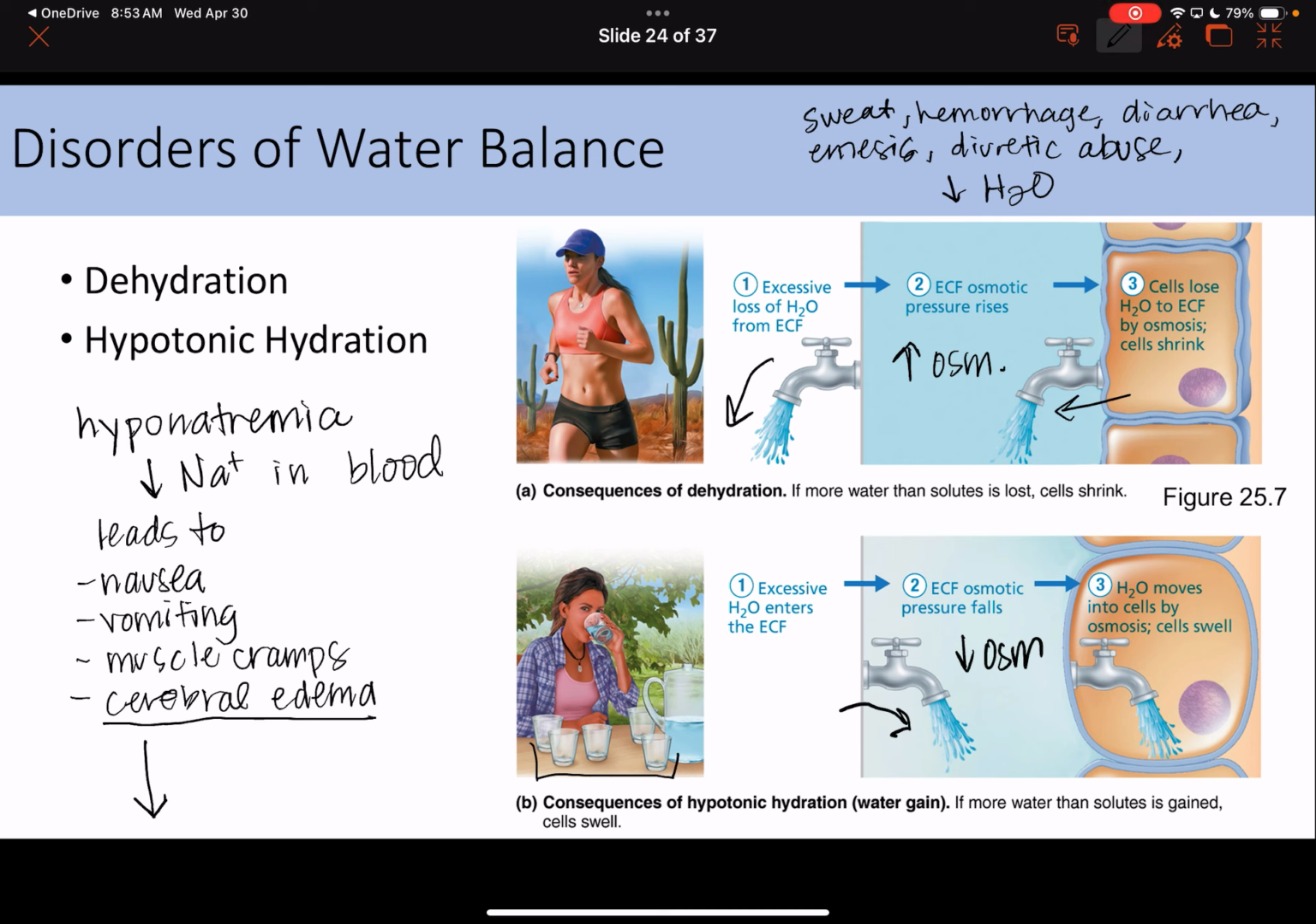Yeah. And the cerebral edema can lead to disorientation, convulsions, coma, and unfortunately also death. Treatment would be a hypertonic saline solution. So we'll just pump them up with a bunch of sodium because they're lacking it.